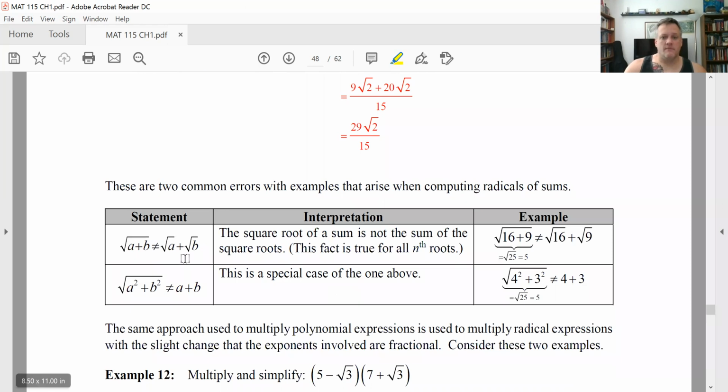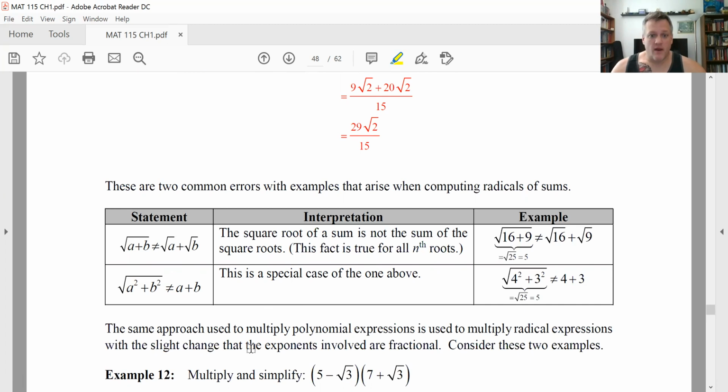All right, and this I already mentioned, right? You cannot distribute a radical through a sum like that, right? That's just like the fact that you can't FOIL or you can't square a binomial by squaring just each number and adding them up. Okay, so just be aware of that. It's a natural mistake that people make all the time.